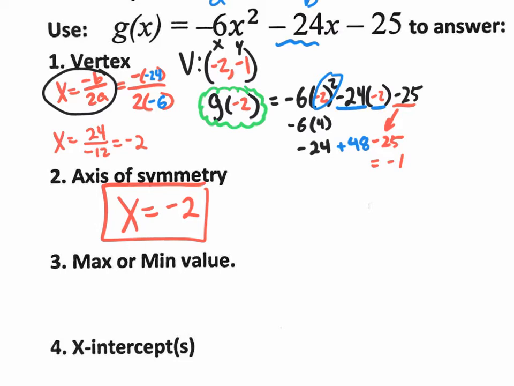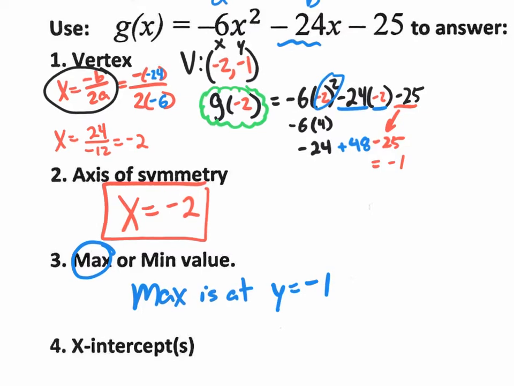But anyway, since it opens down, we know we're going to have a max value. So let's write down max. And where is that max value at? Is at the y value of what? Negative 1. Simply the y value of your vertex. So whatever your y value is on your vertex, that is going to be the maximum. Okay. After all, the vertex is the maximum or minimum of the parabola.